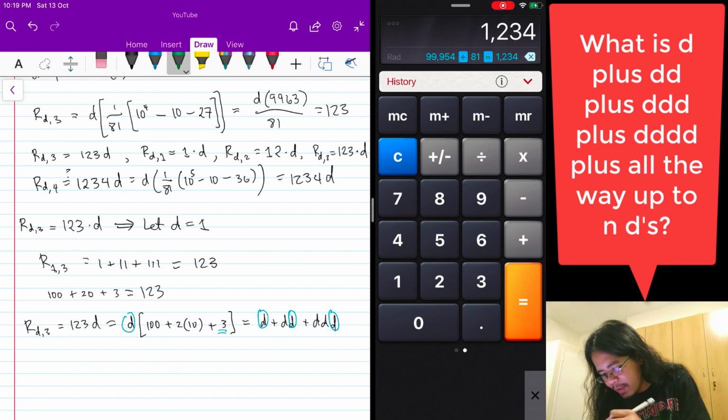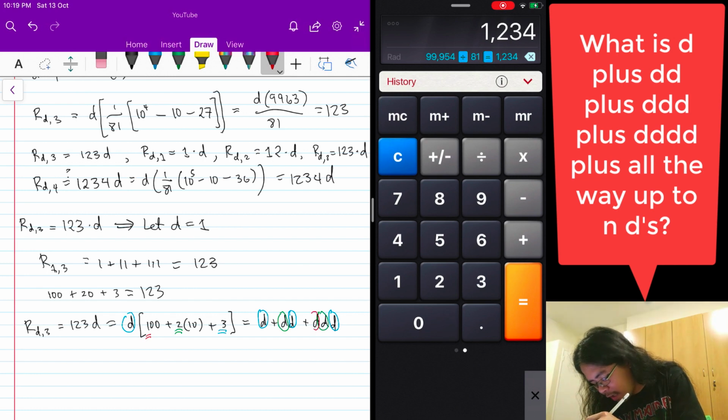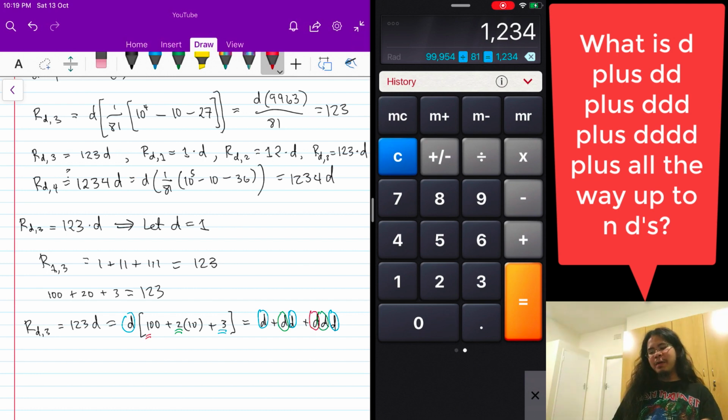Now in the tens digit, you're multiplying it twice. So you have 1, 2, and then 1 time in the hundreds digit. So you have the D there. Okay, so that's why it works. That's why it works in general.